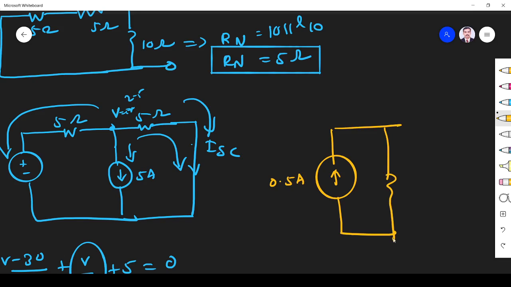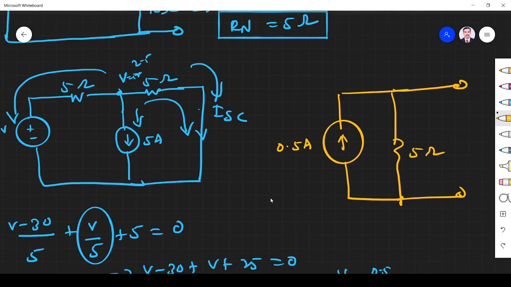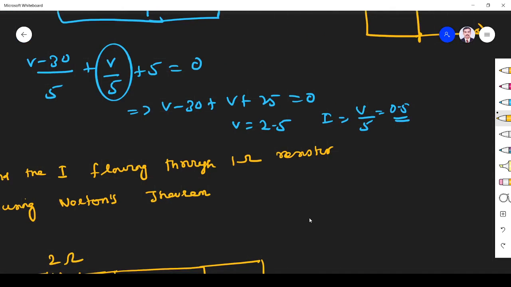This is 5 ohm. So the current source in parallel with the resistor. So this is the answer. Okay, we draw the equivalent Norton circuit.